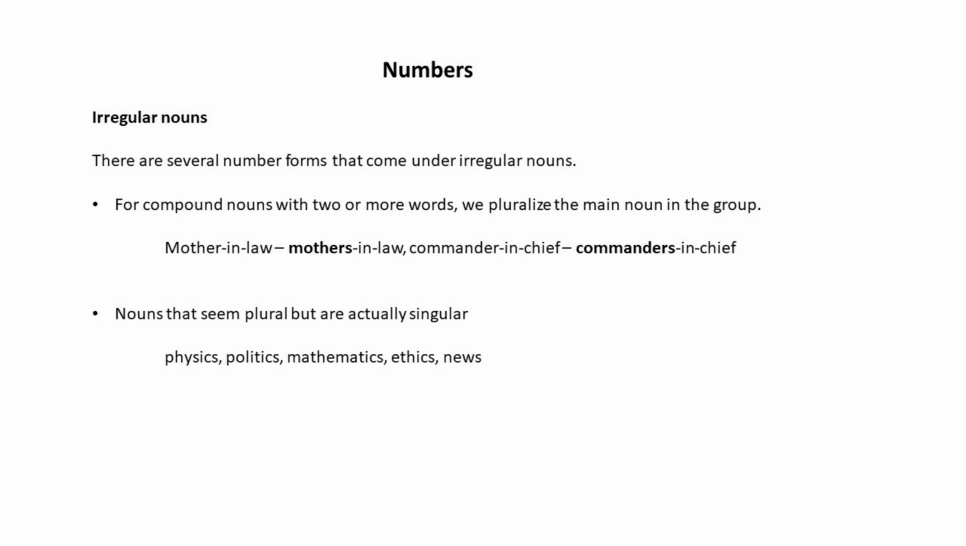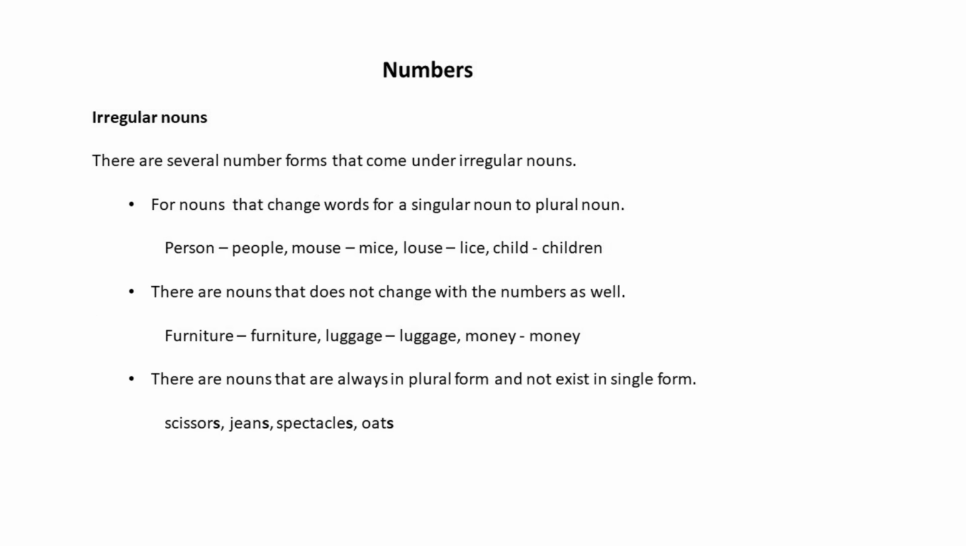The next rule is there are certain nouns that seem plural but are actually singular. So look at these words: physics, politics, mathematics. All these words end with the letter S. So you may think these are plural nouns, but that is not the case. These are in reality singular nouns. When we studied subject verb agreement, we learnt that nouns ending with the letter S might be plurals, but these are examples for the exceptions.